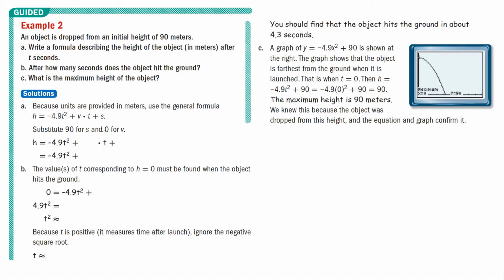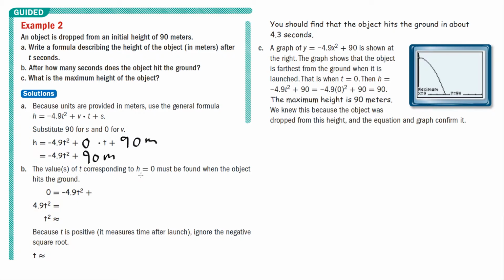So our initial velocity is 0. Our initial height was 90 meters. We started at 90 meters and dropped the ball. So this reduces to 90 meters plus a negative 4.9 times t squared. So the value of t corresponding to h equals 0: how many seconds until the object hits the ground?